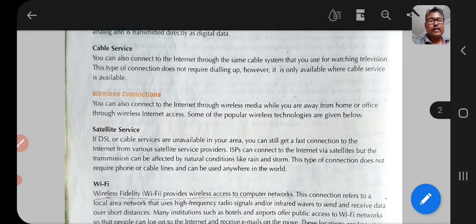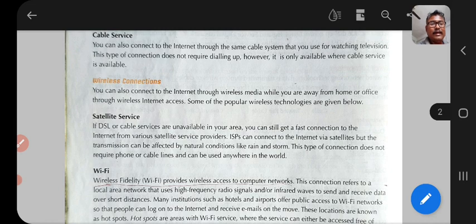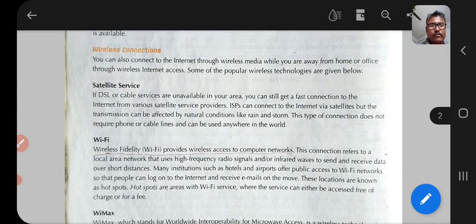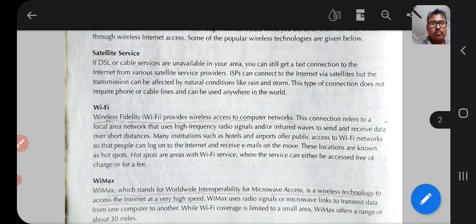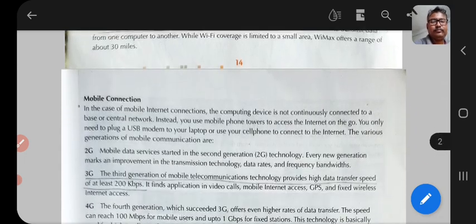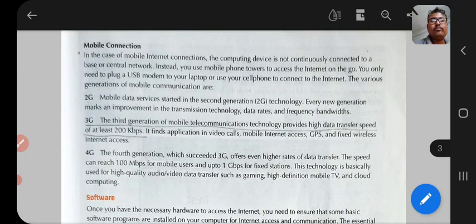Then from the satellite wireless connections, from there, Wi-Fi fidelity or Wi-Fi. What is the facility of Wi-Fi? Question number 9: what is the facility of WiMAX? And from mobile connections, transfer rate speed. What is the transfer rate speed of 3G, and what is the transfer rate speed of 4G?